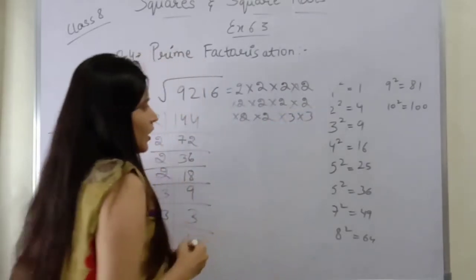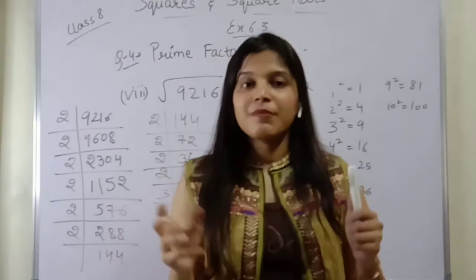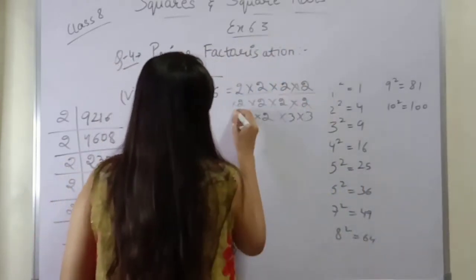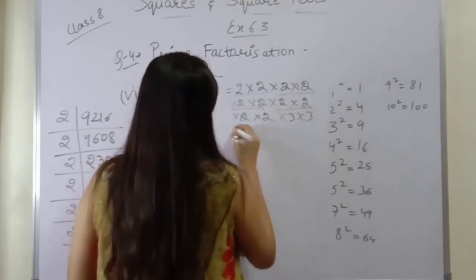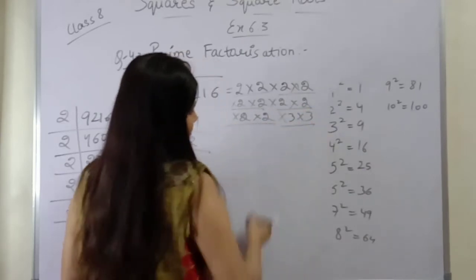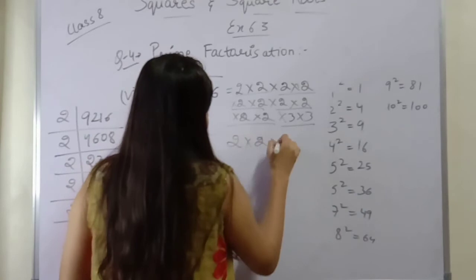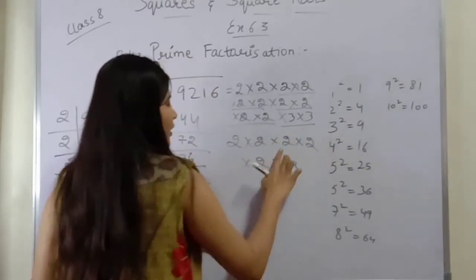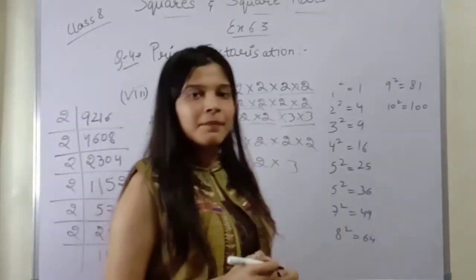3 into 3. Now let's make pairs. 1 pair, second pair, third pair, fourth pair, fifth pair, sixth pair. So 2 into 2 into 2 into 2 into 2 into 3. 5 times 2 and 1 time 6.